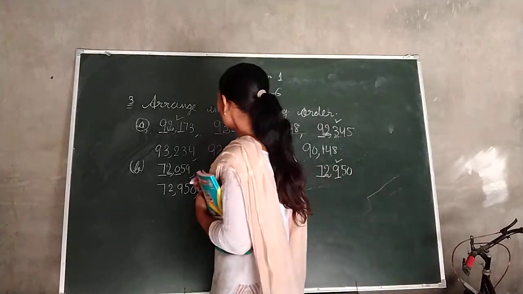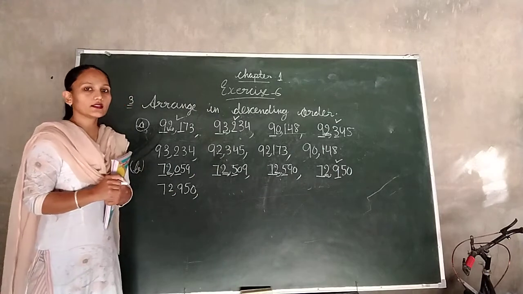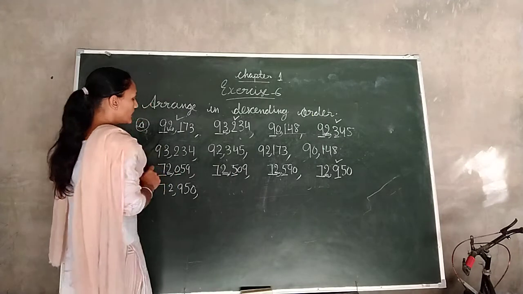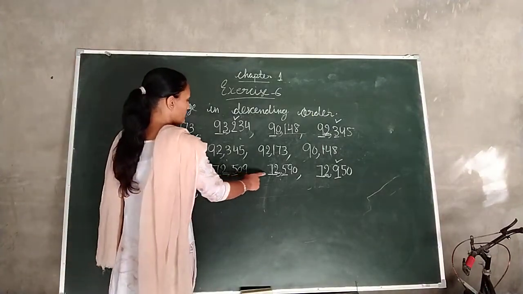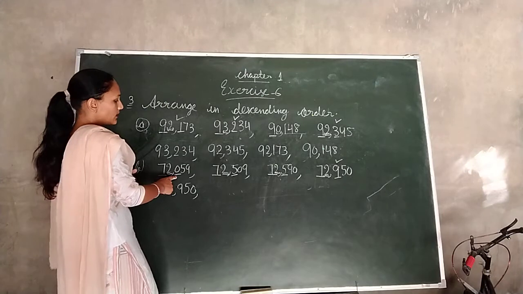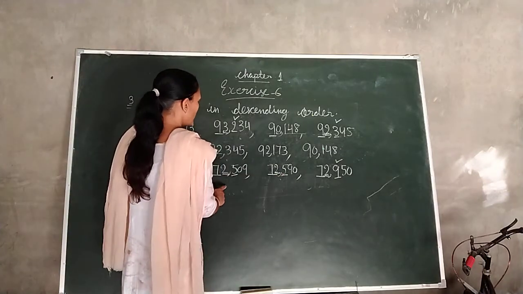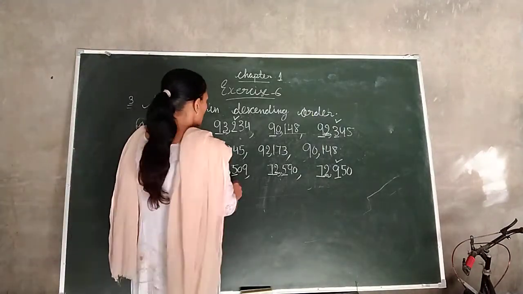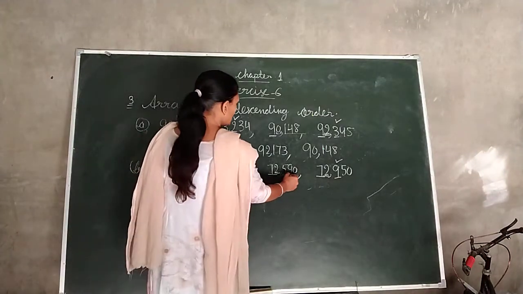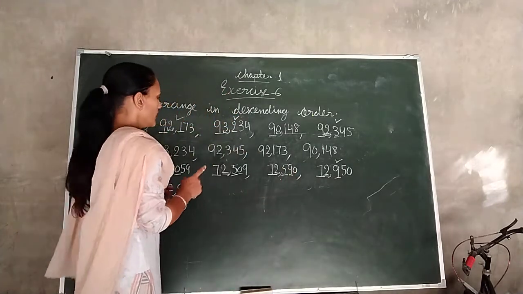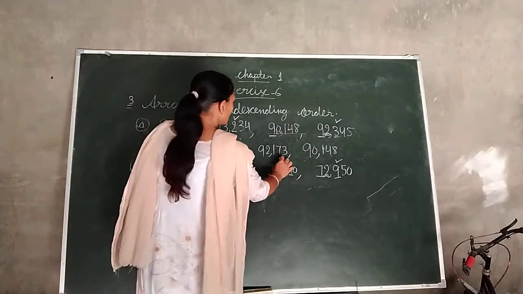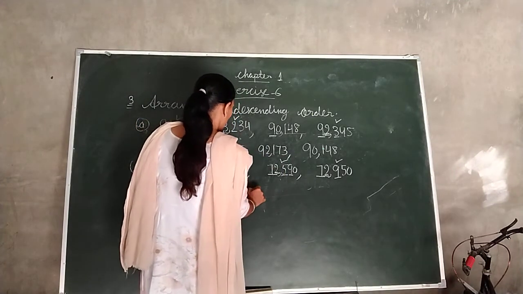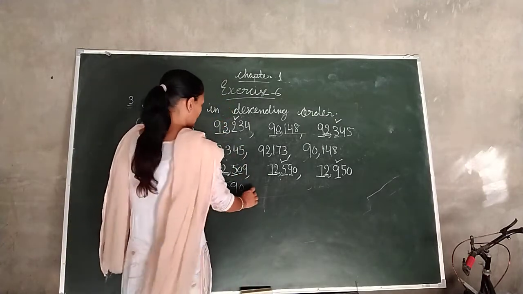Now we have 3 numbers and we have to find the greatest among these 3 numbers. First of all, in 10,000 place we have 7. Next in 1000 place we have 2. Next in 100 place here we have 0. Here we have 5 and here we have 5. 5 is greater than 0, but we have 5 at 2 places. So we will compare the digit in next place. Here we have 0. Here we have 9. 9 is greater than 0. So it means 72,590. This is the greatest number among these 3 numbers.